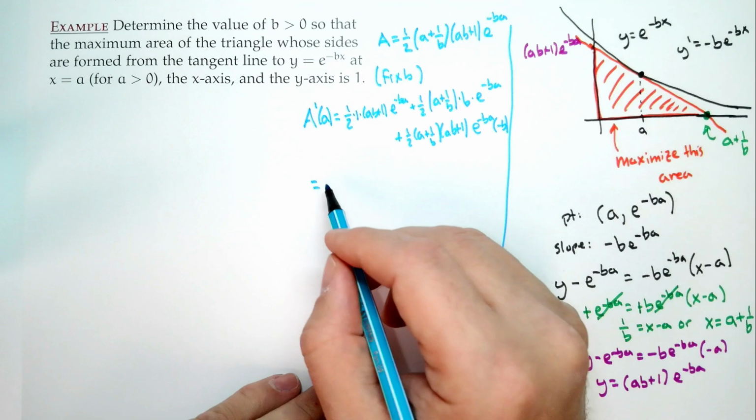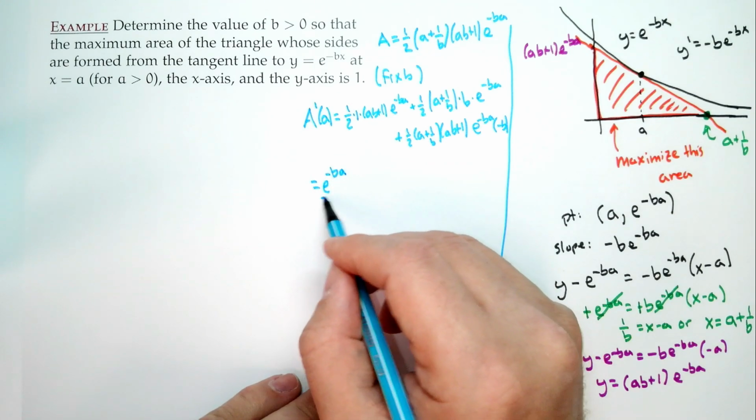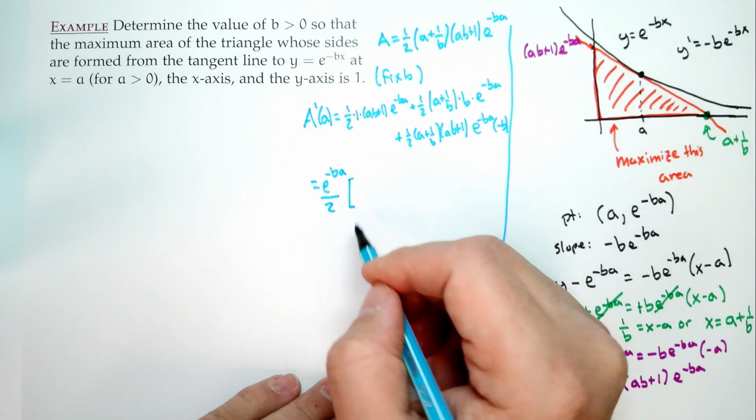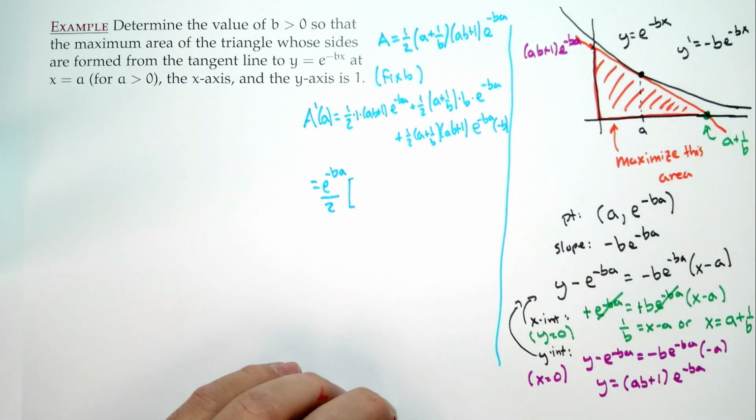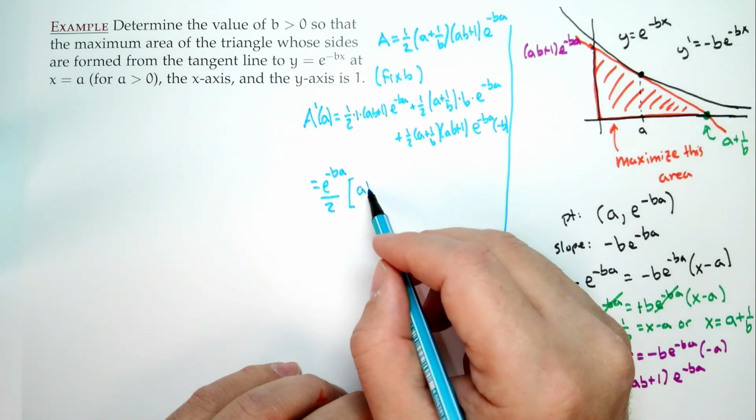Now, let's factor out what they have in common, which is that e to the negative ba and, of course, the half. And let's see what's left. Now, from the first term, what's left is a times b plus 1.